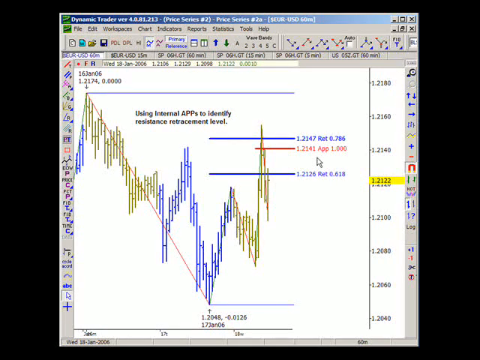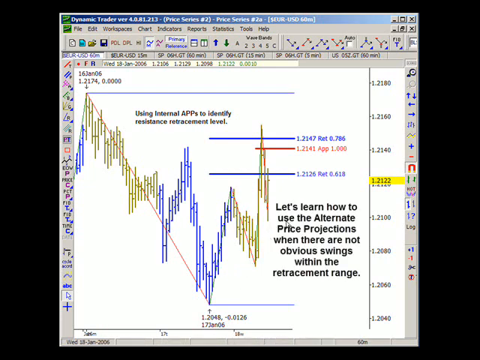So now what we want to look at and to learn is, what if we don't have some nice clean swings like we did in this example? We had this nice swing up from where we began the retracements at this low, then we had a nice well-defined decline, then another swing up, and we were able to measure this first swing up and do the alternate price projections from the second low. But what if we don't have these nice swings and it's very choppy in that sort of situation? Can we still use alternate price projections, and how do we use them? And the answer is yes. Now let's learn how to use them.